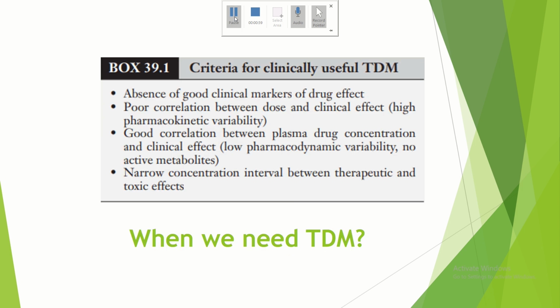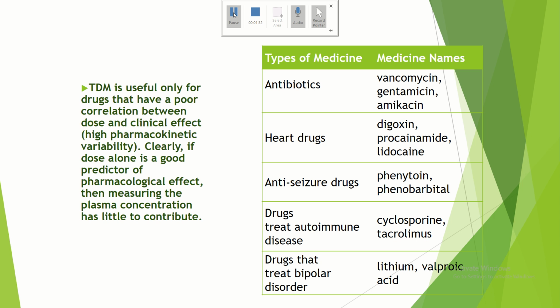When is therapeutic drug monitoring useful? Firstly, when there is no clinical marker for the drug effect, or when there is poor correlation between the dose and the clinical effect, or when there's a good correlation between the plasma drug concentration and the clinical effect, or for drugs that have a narrow therapeutic window, or narrow interval between the therapeutic and the toxic effect.